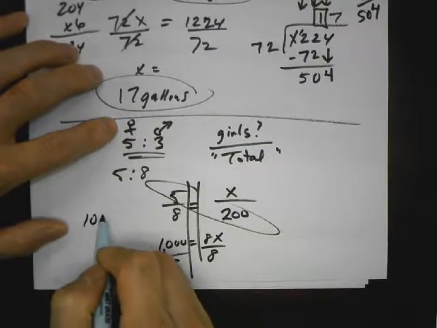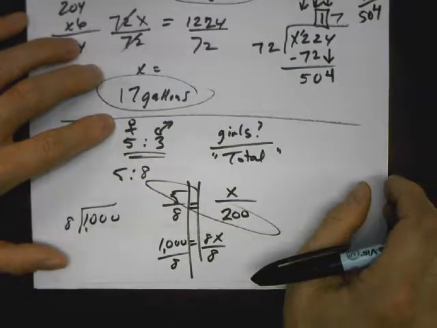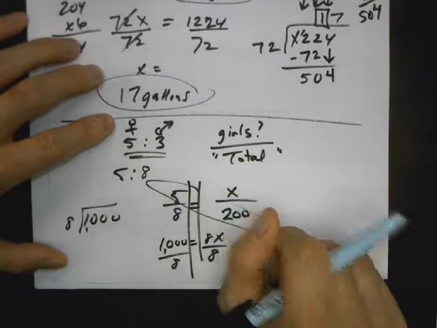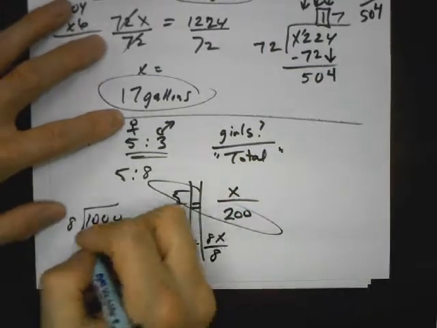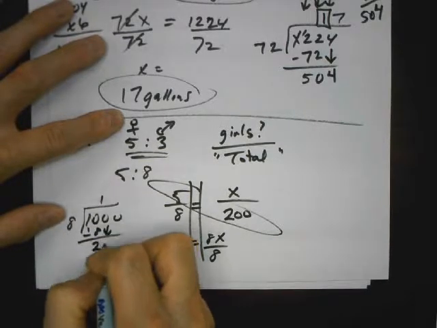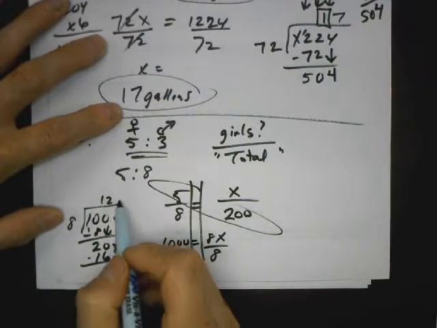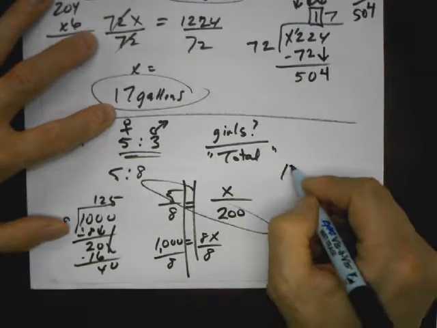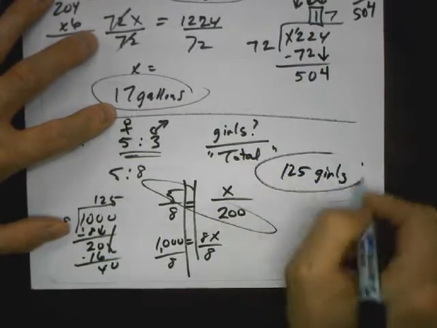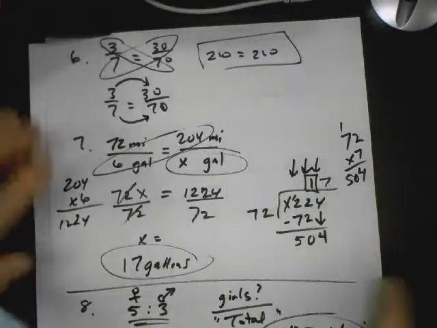Divide both sides. And now we're going to round to the nearest whole number, I assume. Here, let me check the answer. Yep, we're rounding to the nearest whole number, if necessary. 8 goes into 1,000 one time. Subtract, bring down one digit. 8 goes into 22 times. Subtract, bring down one digit. And 8 goes into that evenly. So 125 girls is how many there would be out of 200 kids for a ratio of 5 to 3 girls to boys. Next problem, number 9.